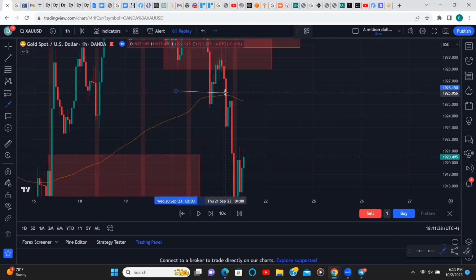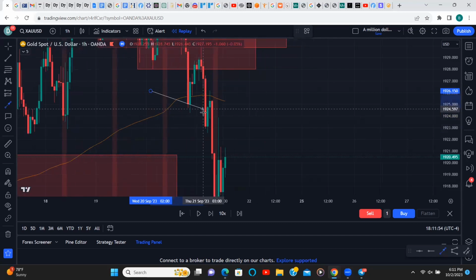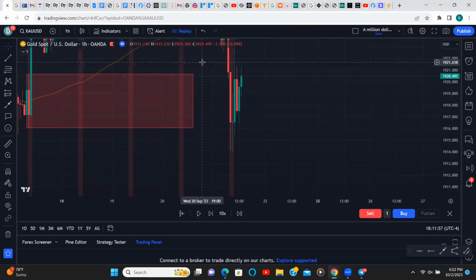A full break of structure. 1, 2, 3. Easy. This is what a break of structure looks like. When we're seeing price close with the candle, don't get confused with the wick. No, please don't get confused. We need to see the candle breaking structure. So let's take a look right here.